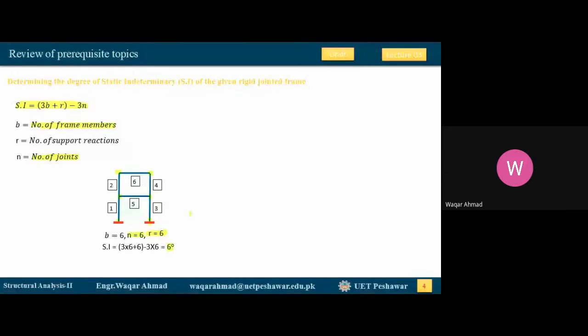If you have any problem, you can ask at any point. You can stop me. Okay, the next structure: we have a total number of frame members equal to 10. So how do we do this? Look at this: 1, 2, this is the third member, fourth, this is fifth, sixth, seventh, eighth, ninth, and 10. So we have 10 members.